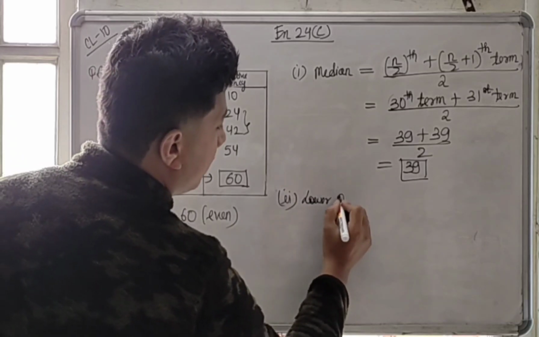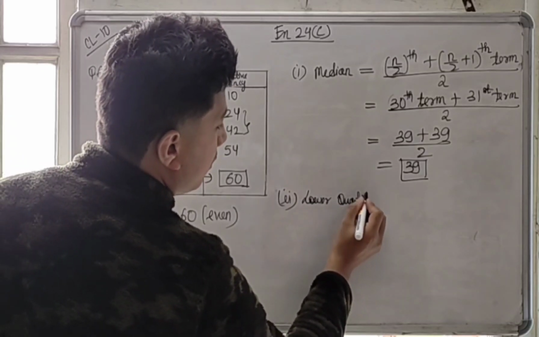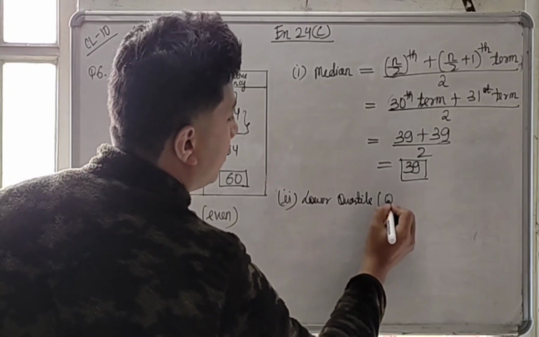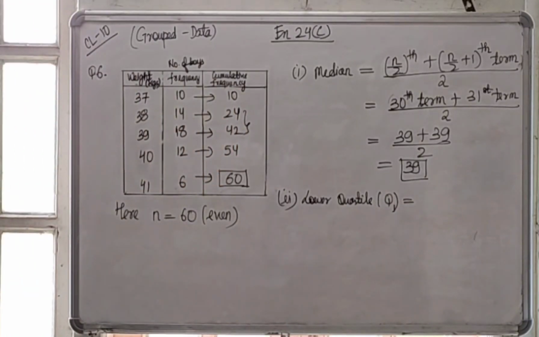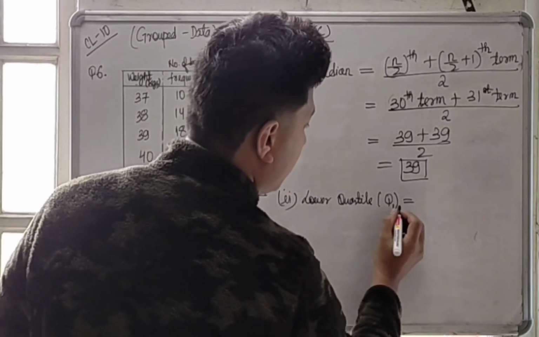Lower quartile. So lower quartile is Q1. All right, so please give me the formula for the lower quartile. Is it n by 4, the (n by 4)th term? Let's check the formula for the lower quartile. Yes, when n is even, the lower quartile is the (n by 4)th term. Okay, Q1 is how much?